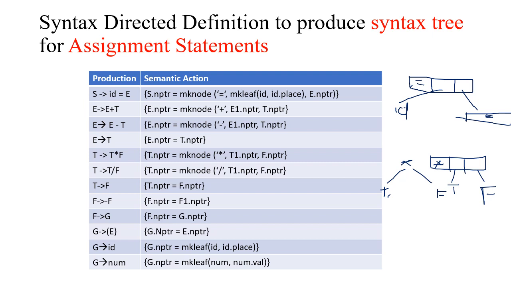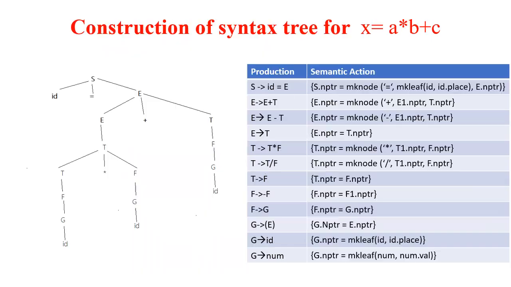G gives ID. Then we have to create a leaf node having two fields. One is ID and another one is a pointer to the symbol table. G gives num. We have to create a leaf node and num.value is obtained from the lexical analyzer. And using this SDD, syntax-directed definition, we can create a syntax tree for assignment statements.